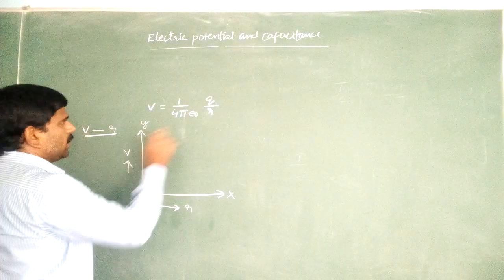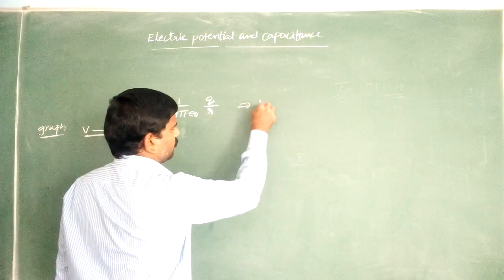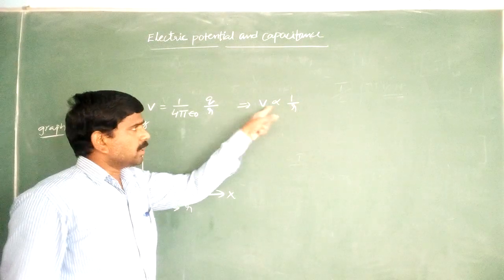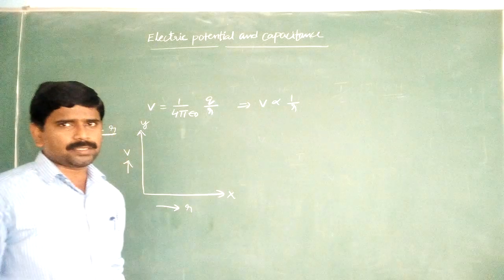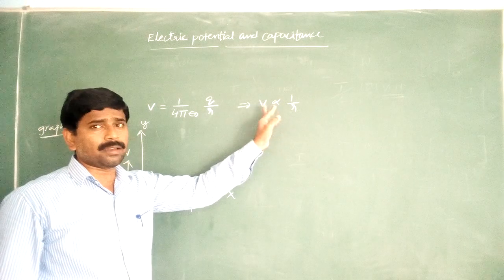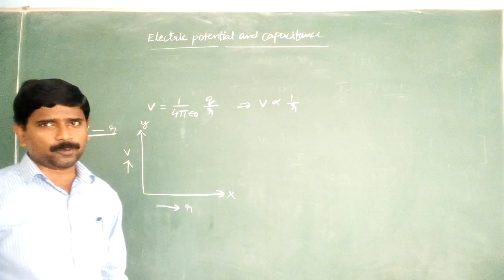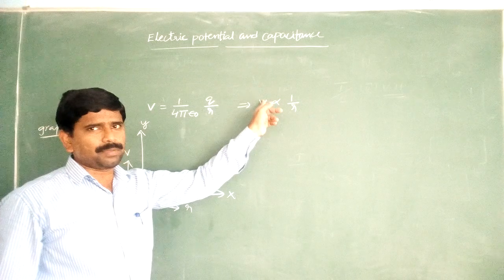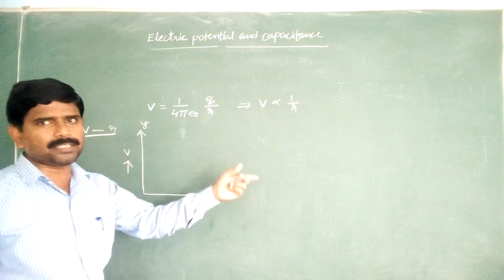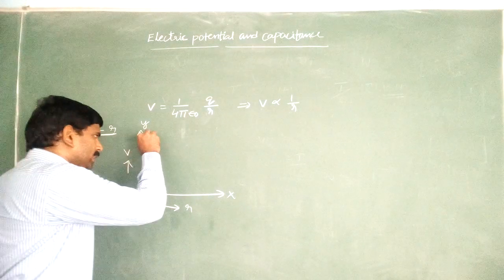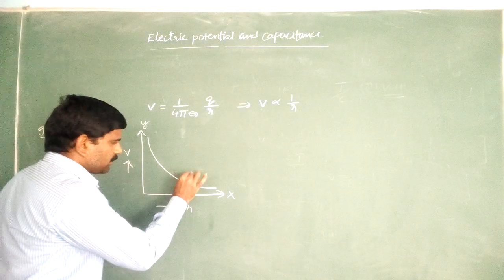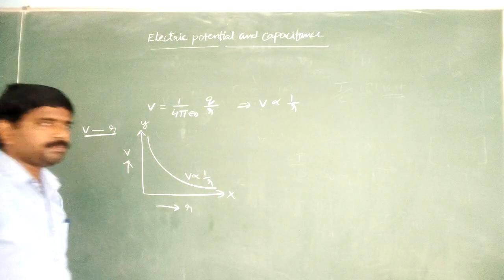If you draw the graph, observe here, V is inversely proportional to R. If R value increases, potential value necessarily decreases. Why? Because both are inversely proportional. If one value increases, the other value decreases. Inversely proportional, not directly. So here we get the graph like this. This means V is inversely proportional to R.